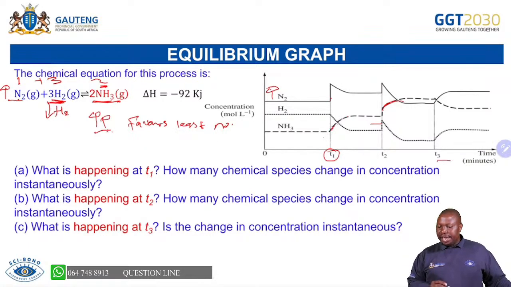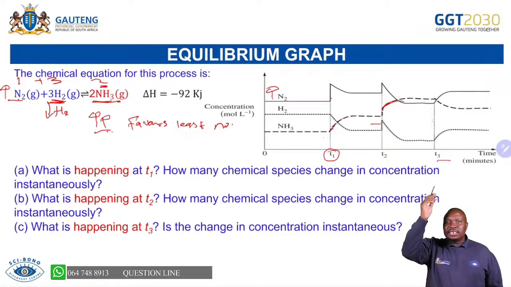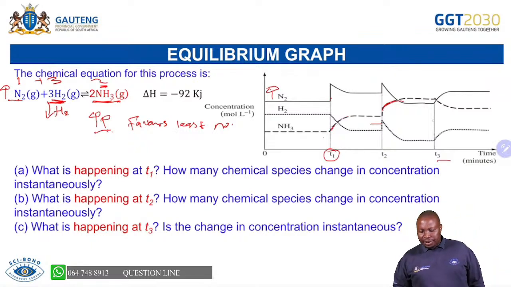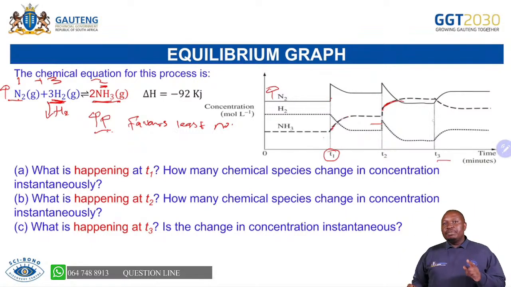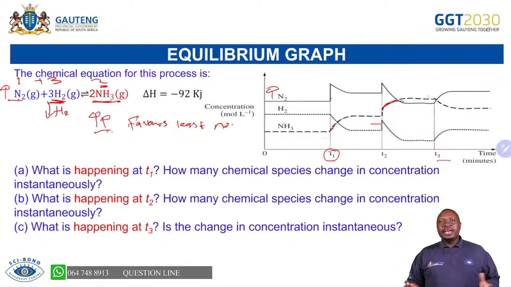The last one, at T3, what has been changed? You can see that the concentration does not sharply increase for any of the 3 species. If you look at that, we are able to say this must be temperature, because when you increase temperature, you are increasing the average kinetic energy of the particles. Hence all of them remain where they are.